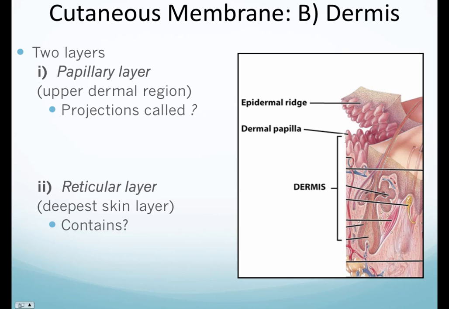Okay, this dermis is composed of only 2 layers. And so here is that epidermis. Our first layer is our papillary layer, or our dermal papillae, and that's this layer over here, composed of all of these projections. These projections are called dermal papillae.